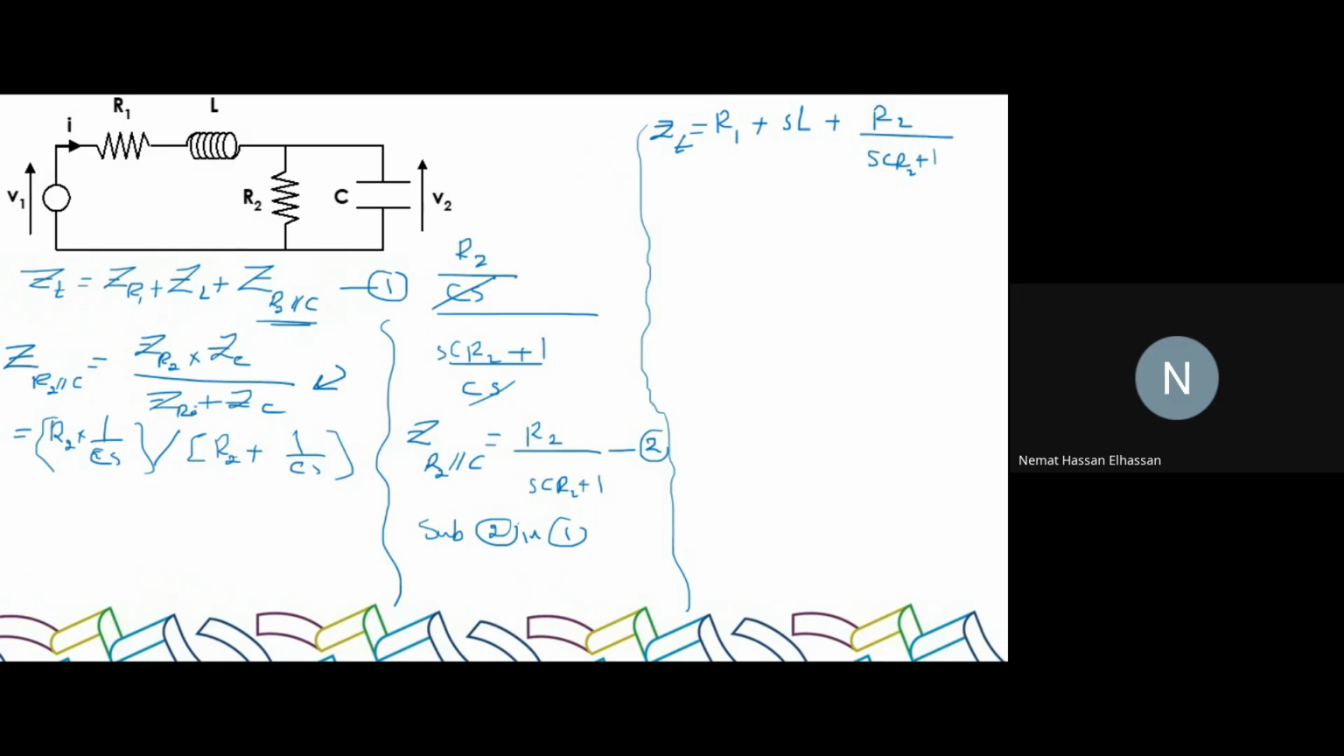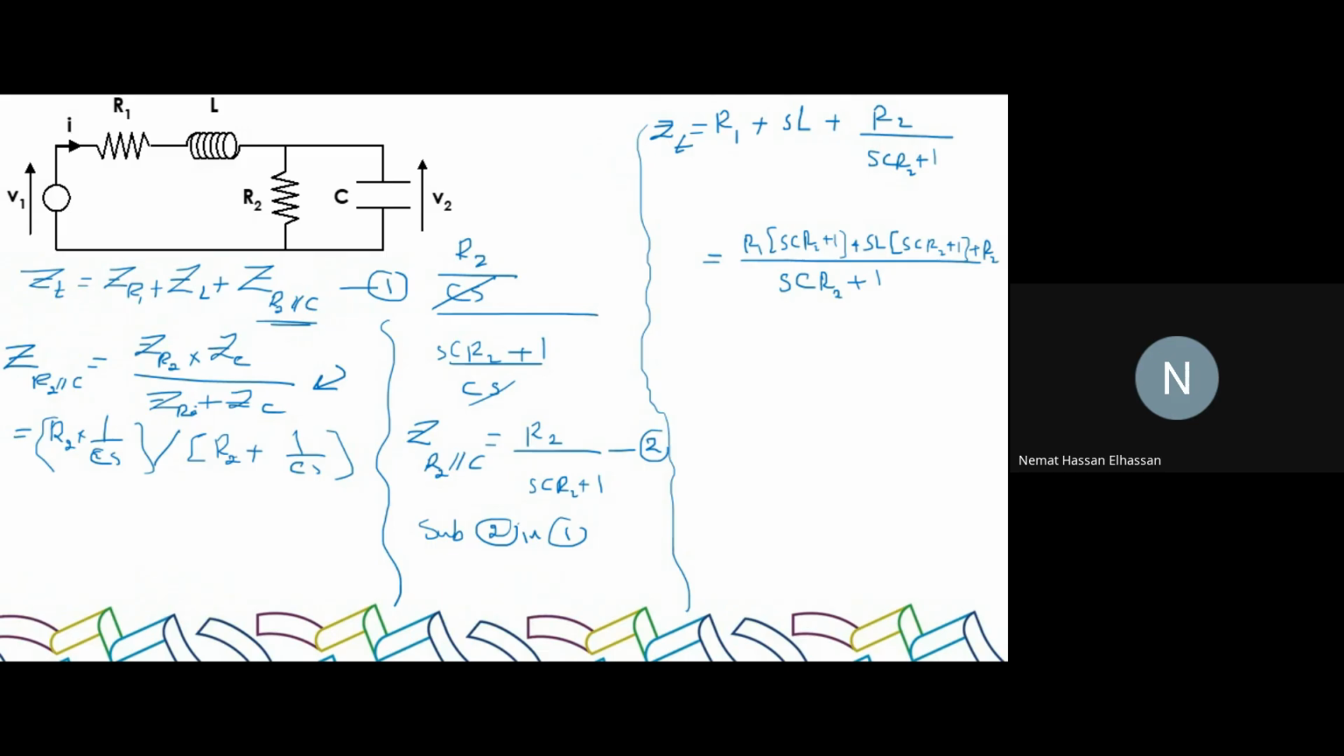Now this is the total impedance, but we need to write it as a single fraction. So what we'll do next is unify the denominators. If you unify the denominators, you'll end up with SCR2 plus 1, and then R1 multiplied by SCR2 plus 1, plus SL times SCR2 plus 1, plus R2.